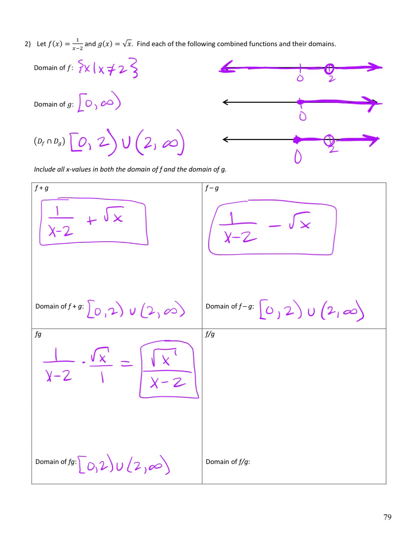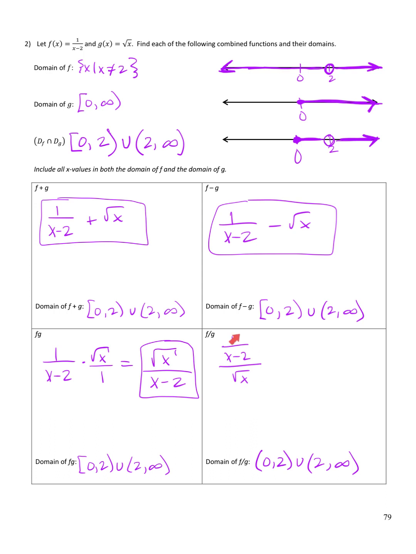And then f over g, I have 1 over x minus 2 over the square root of x. And now when I think about the domain of this, it's going to be related to this, but I have an additional restriction in that this denominator, square root x, can't be 0. It's in a denominator now, so this can't be 0, which means x can't be 0. So the domain is going to be this, except I have to leave the 0 out. I have to exclude the 0. So it's going to go 0 to 2, union 2 to infinity, not including the 0 this time.